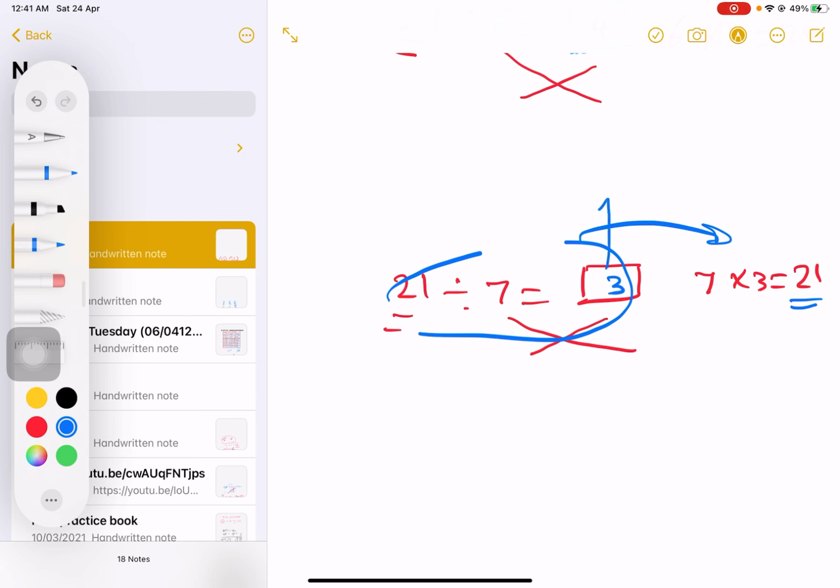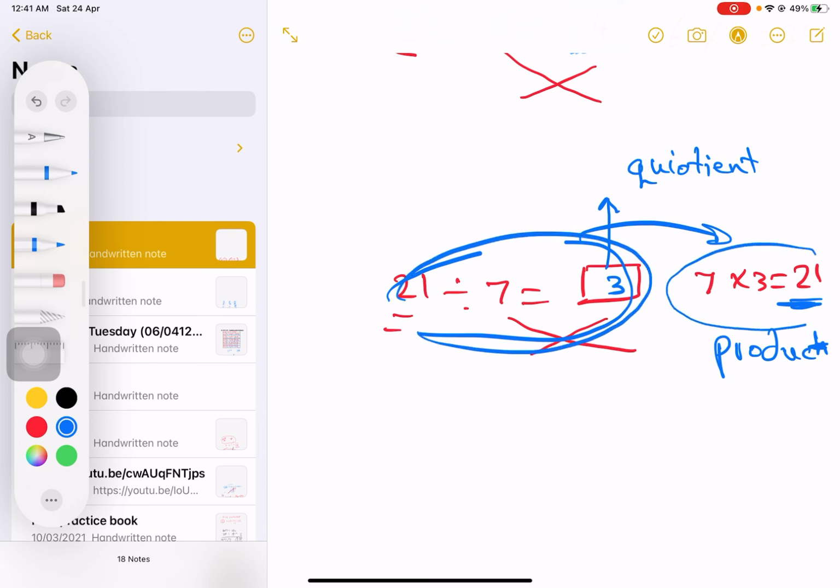Here, if I am dividing, we call this the quotient. Okay? And if I am multiplying, we call this the product. Okay, the answer when you multiply, we call it the product, and the answer when you are dividing, we call it the quotient. Quotient. Okay, and this is a division sentence. This is a multiplication sentence.